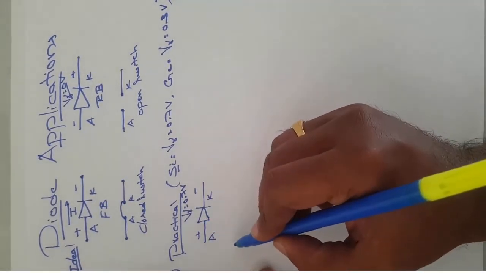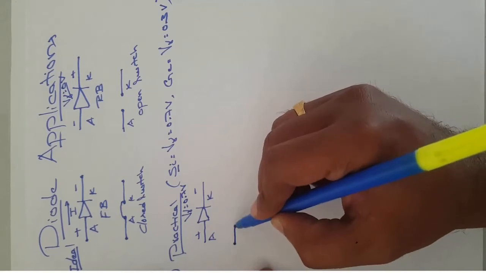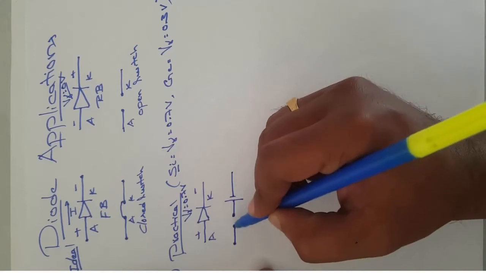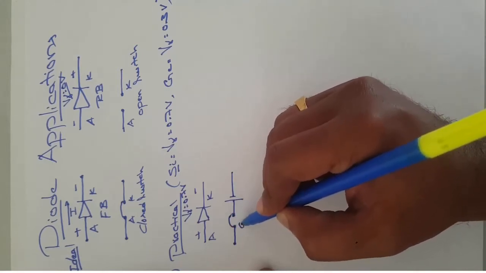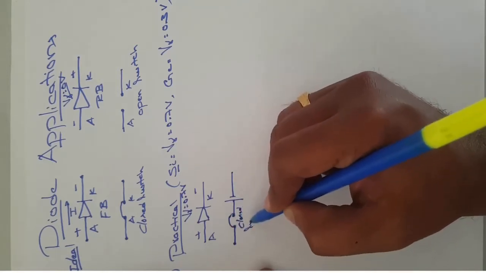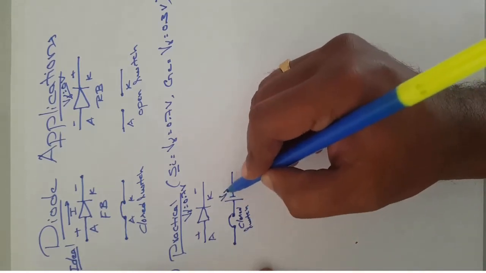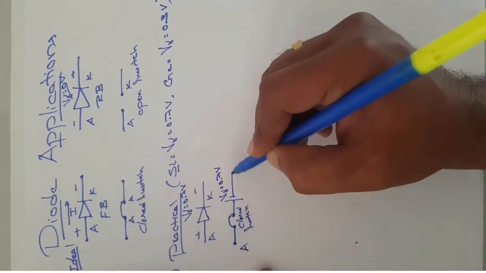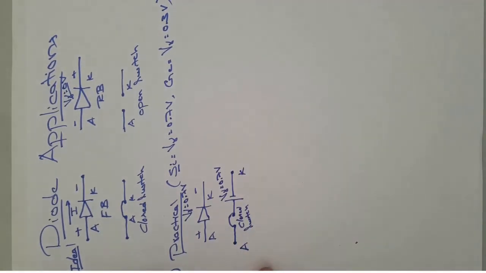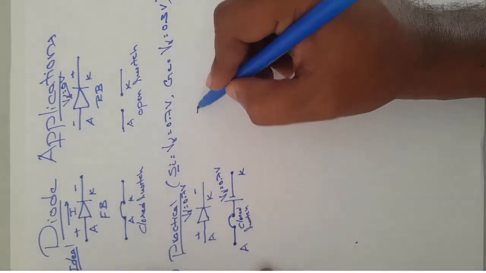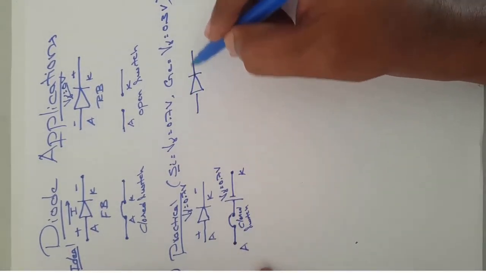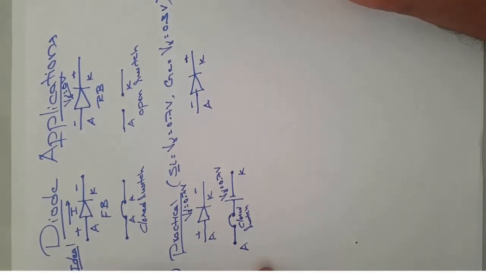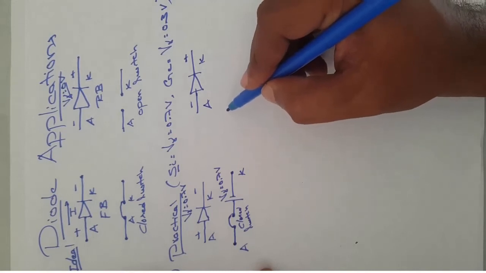So this diode can be replaced by a closed switch in the on condition. This is the closed switch, and this is V gamma, the cut-in voltage, which is 0.7 volts in this case. This is your anode and this is the cathode. Clear? Likewise, if the diode is reverse biased, when the anode is negative and the cathode is positive, the diode will be in the off condition.